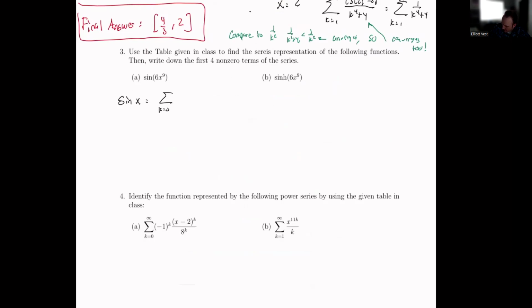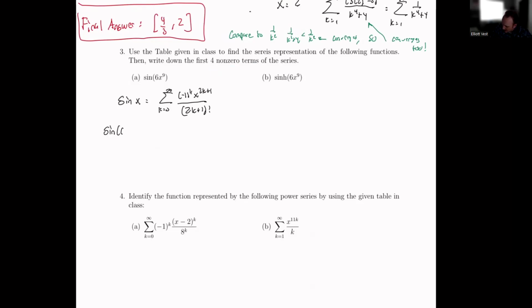The series is the sum from k equals 0 to infinity of negative 1 to the k, x to the 2k plus 1, over 2k plus 1 factorial. I'm not going to write down the first four non-zero terms. Maybe I will. Never mind.